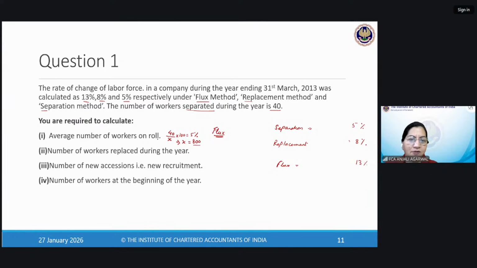So average number of workers on roll during the period were 800. And this is the rate of change in labor force for a company during the year. So this period is a complete 1 year, ending 31st March. So we have some number of workers on 1st April 2012 and some number of workers on 31st March 2013. But during this period, the average was 800. 5% of 800 will give you 40.